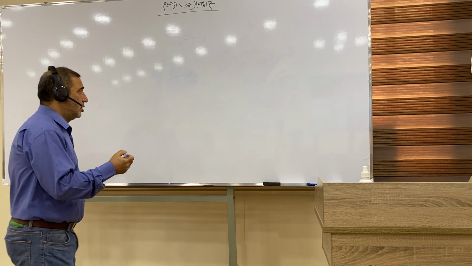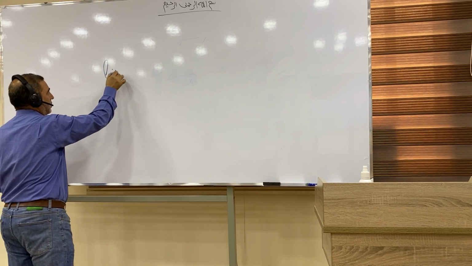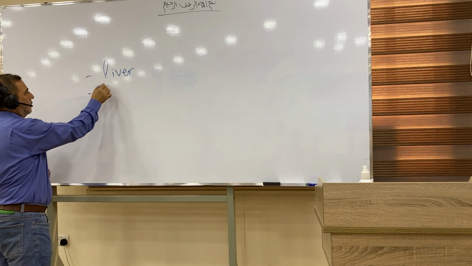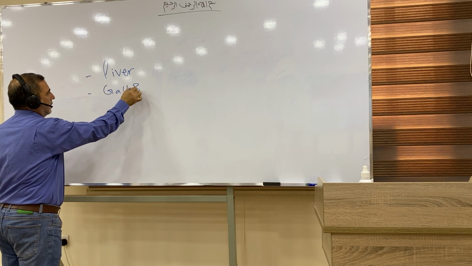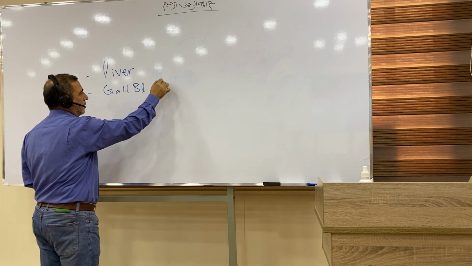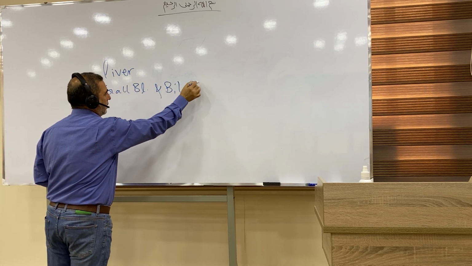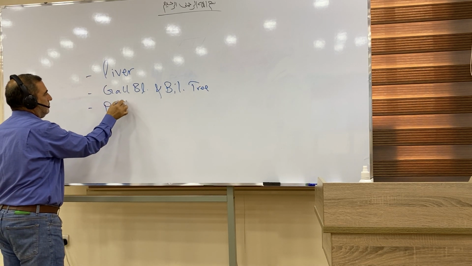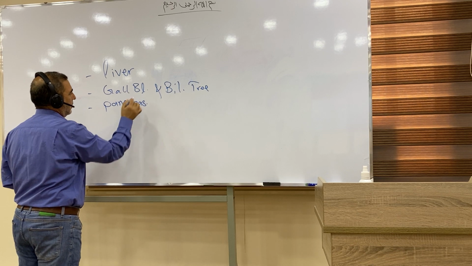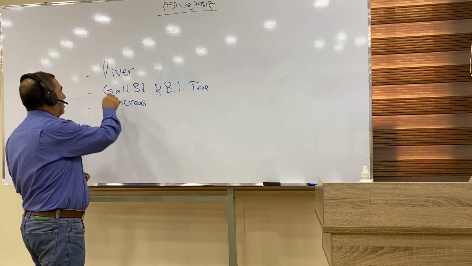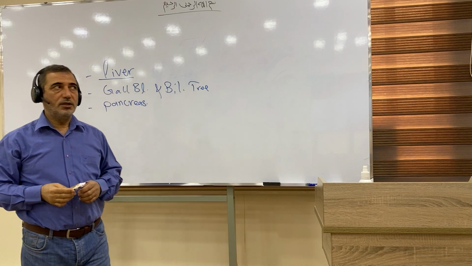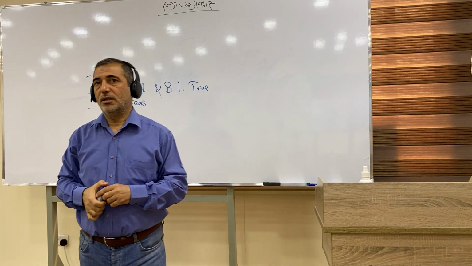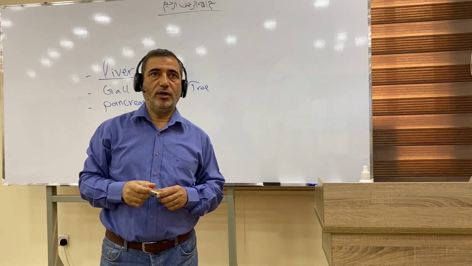So, liver, gallbladder, and biliary, pancreas. Liver is the largest gland in the body, and it weighs about 1.5 kilogram.